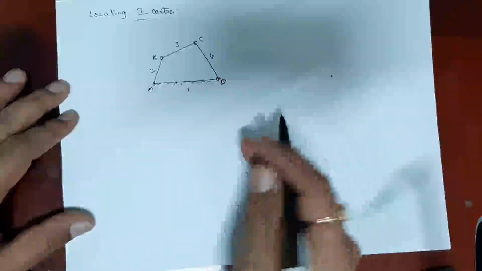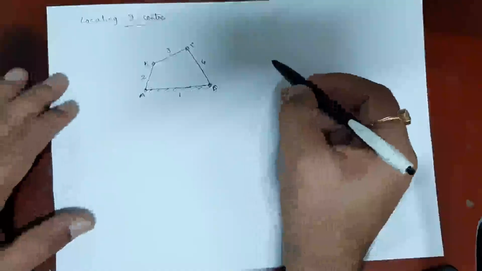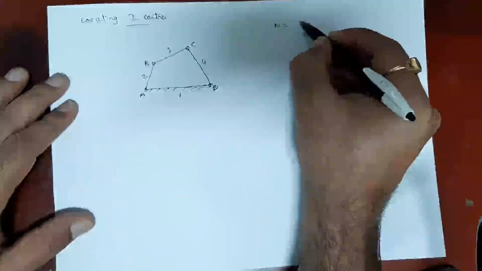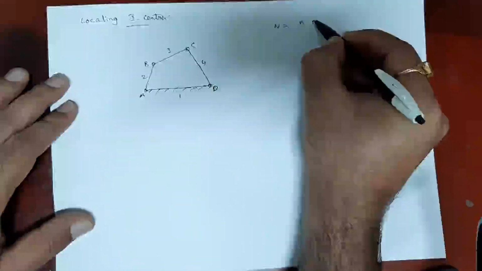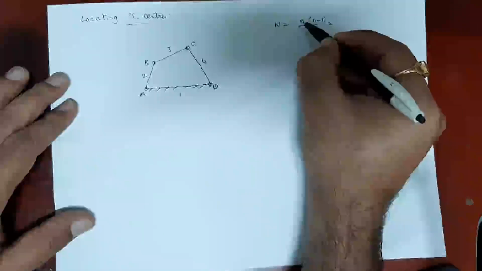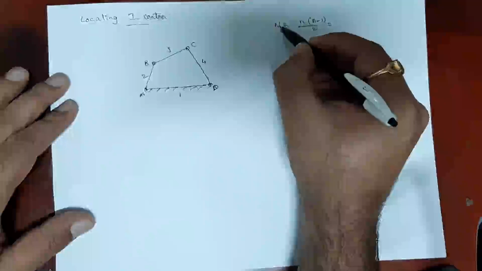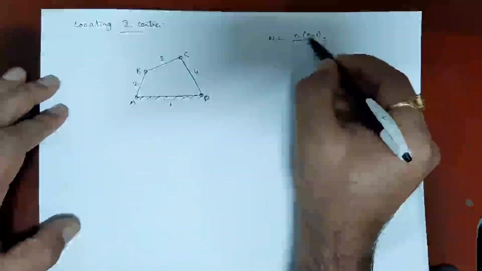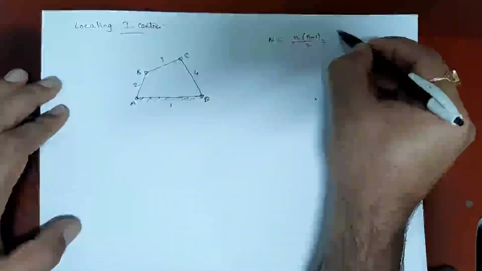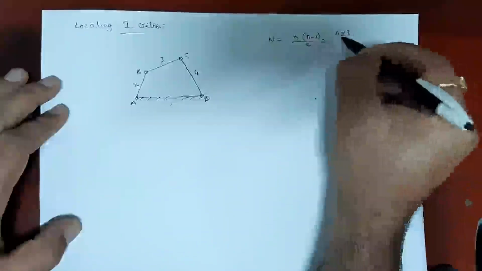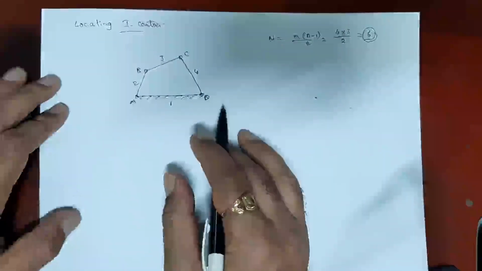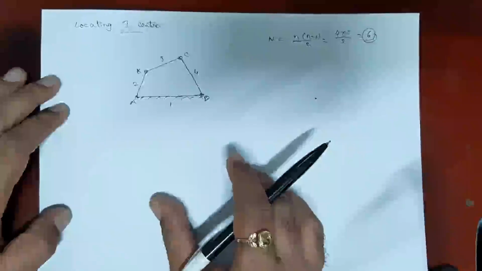Okay, so it's a 4-bar mechanism, and here the number of instantaneous centers we can calculate by N = n(n-1)/2. Here N is the number of instantaneous centers, and small n is the number of links. Here the number of links is 4, so 4 into 3 by 2, so there are 6 instantaneous centers. So we have to locate all the instantaneous centers.